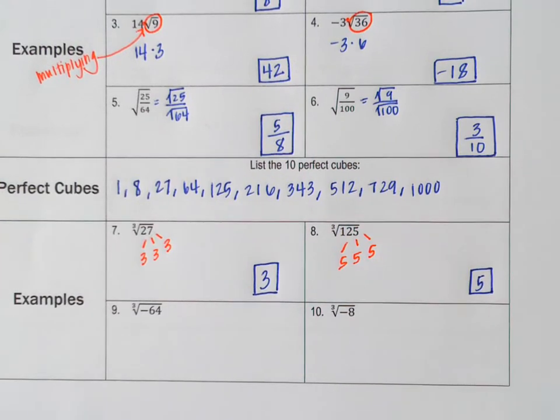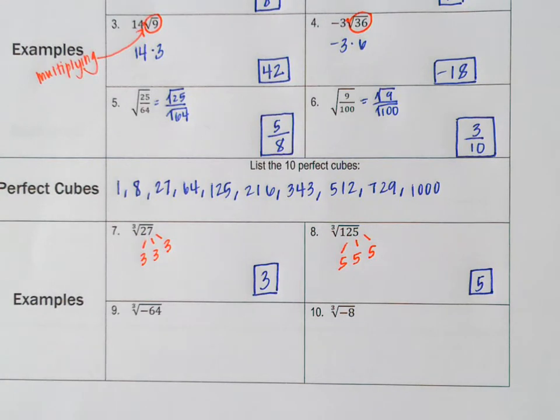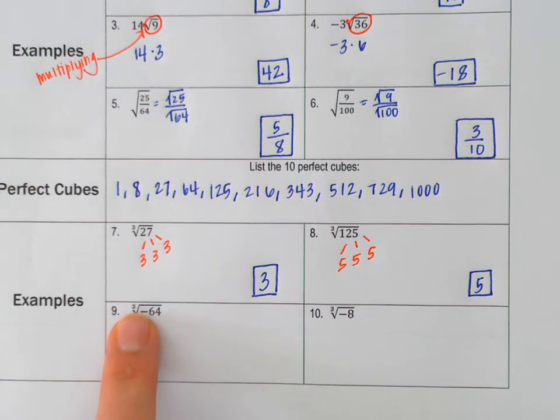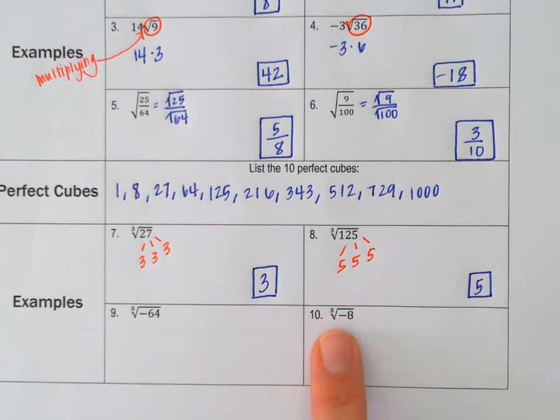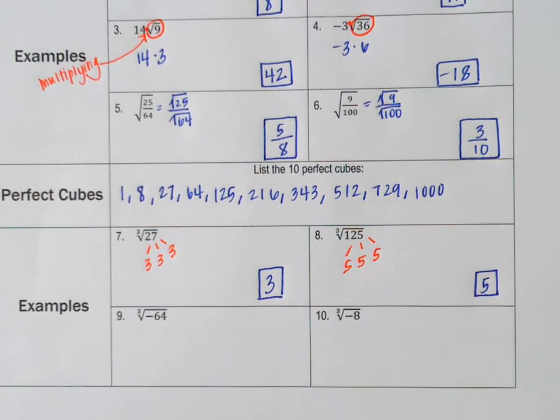Okay, so typically you wouldn't be able to take the square root of a negative number. Now, that is true. For any even index number, you can't take the root of a negative number. But if it's odd, like this one, where the index number is 3, you can take the cube root of a negative number.